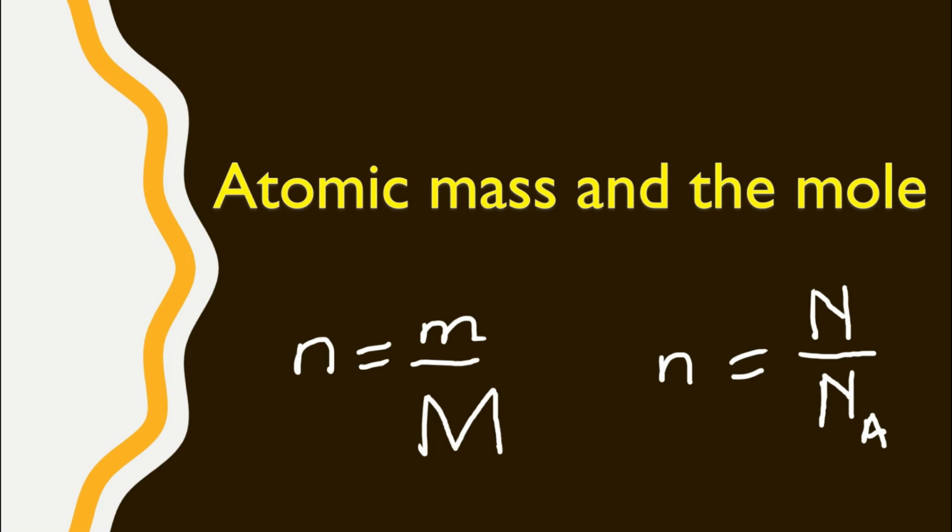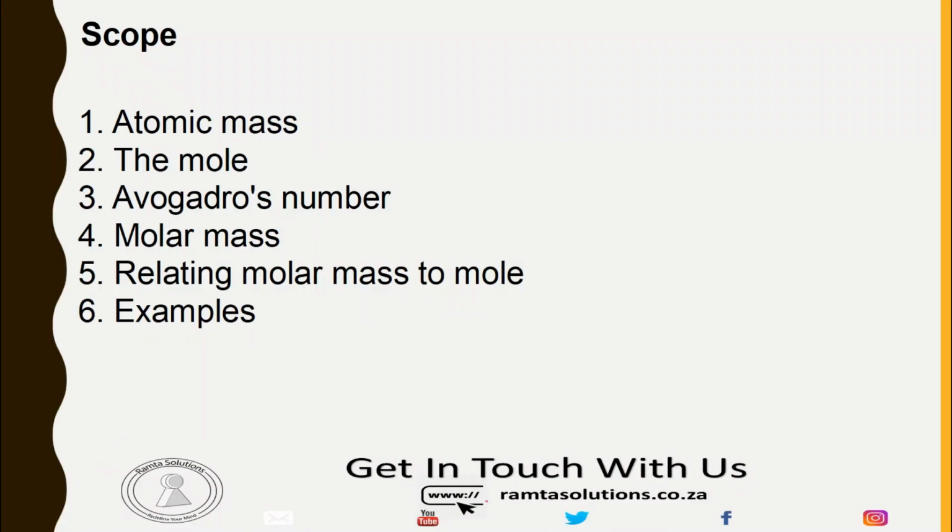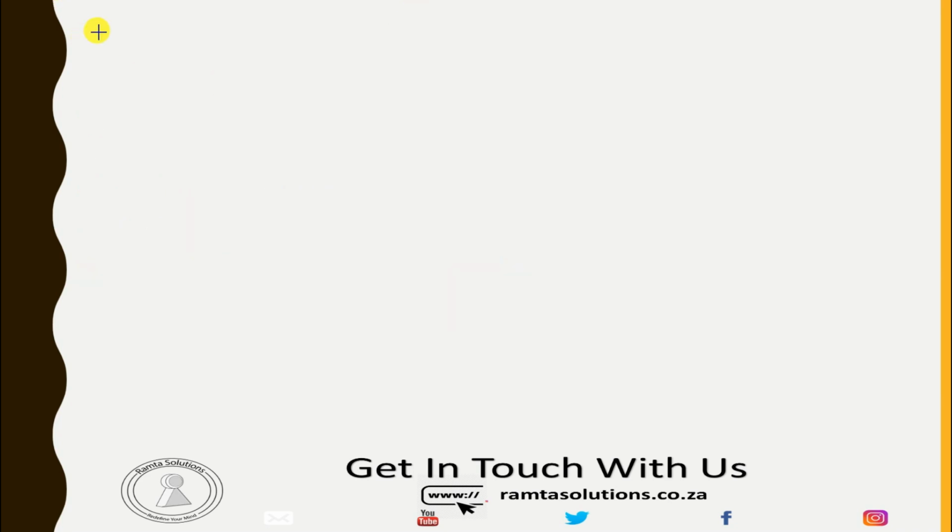So, this is still quantitative aspects of chemical change. In this video, we are going to be looking at atomic mass, the mole, Avogadro's number, molar mass, relating molar mass to mole, and we will also be having examples of all these. So let's not waste any time and begin with the atomic mass.